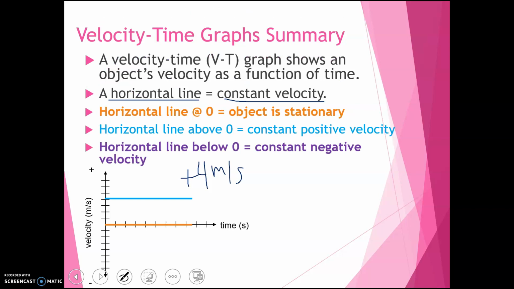And then also we have a horizontal line below 0. So this would be in the negative portion of our graph, meaning that it has a constant negative velocity. So that means that this object could be moving at a negative 4 meters per second. So the object's moving 4 meters every second in the left direction or the south direction.